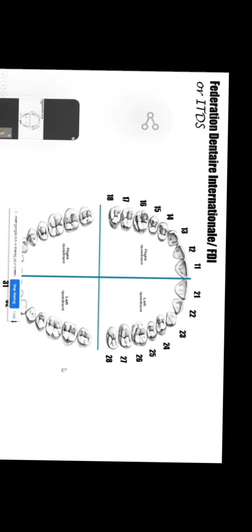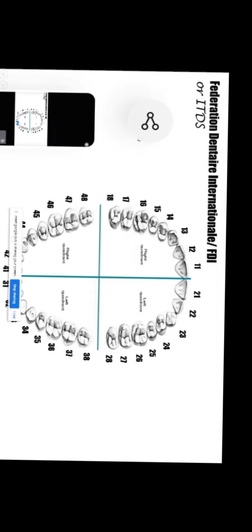The second quadrant, the same thing. However, it starts with 2 because it's the second quadrant. So that's tooth number 2, 1, 2, 2, and then continue. With the lower, third quadrant, 3, 1, the same thing.